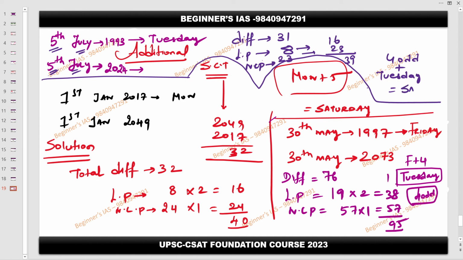Saturday, sir. So, who got Saturday as the right answer? I think Pratish told Saturday. People, be careful while doing the last year. Suppose if my question is what is 5th January 2024, then you should not consider that. Understood?